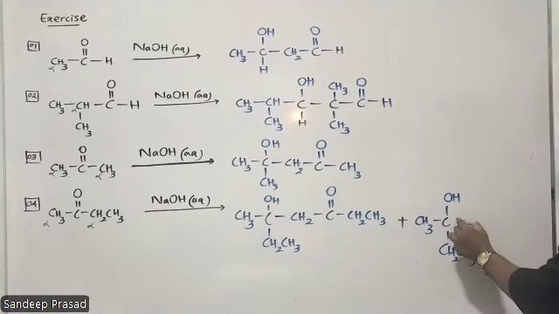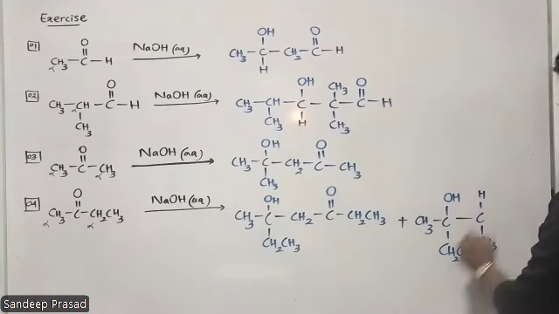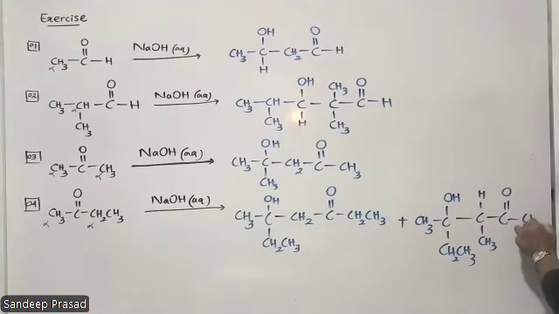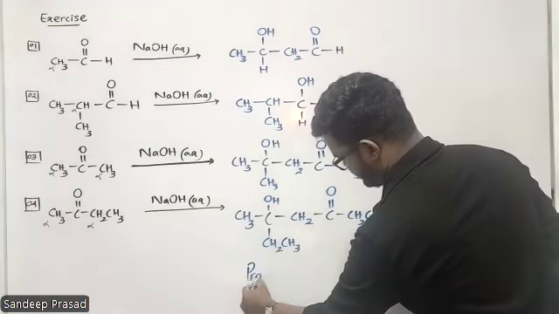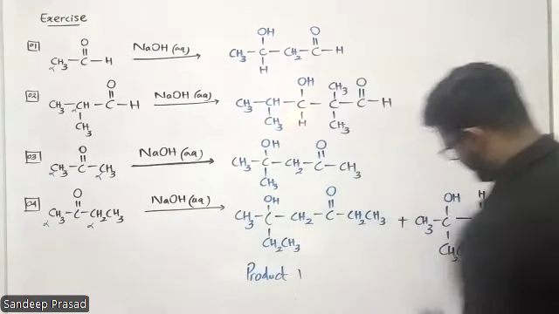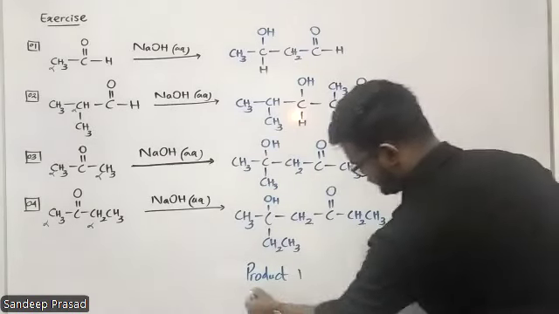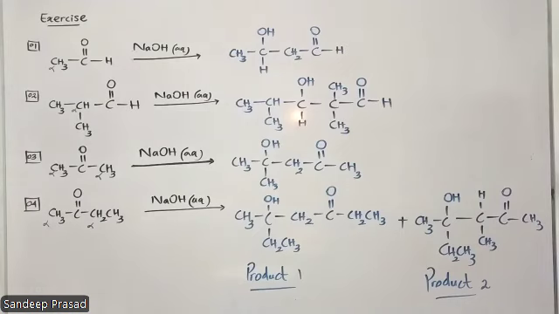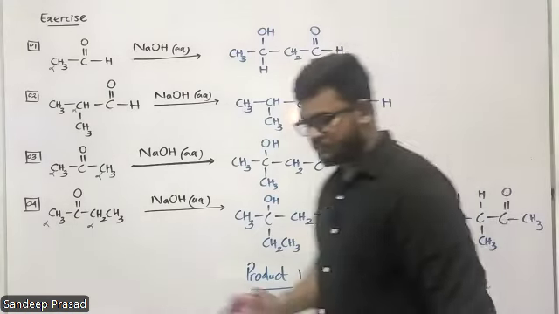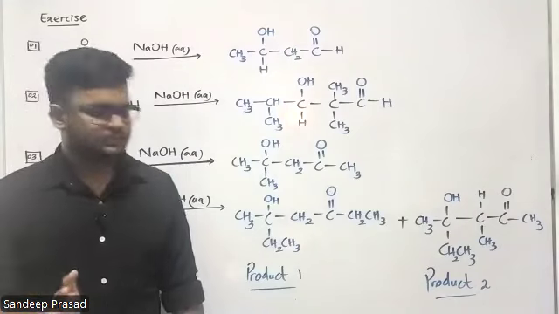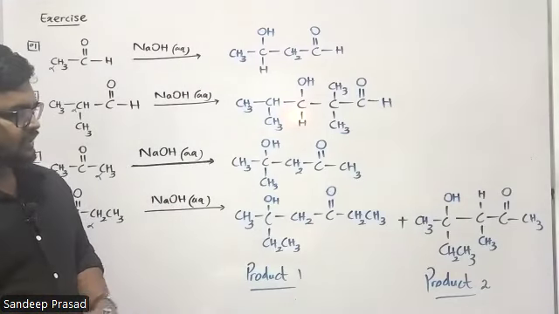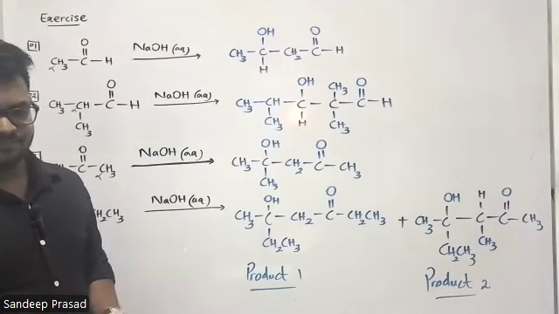So I can consider CH, CH3, C double bond CH3. Right? So likewise, we can obtain two products for this reaction. Product number 1, and this is the other product. Okay. Right. So this is how to obtain the main product in aldol self-condensation reactions. Okay.